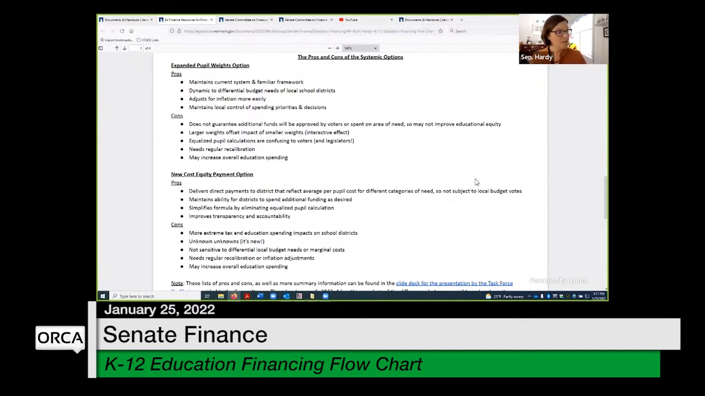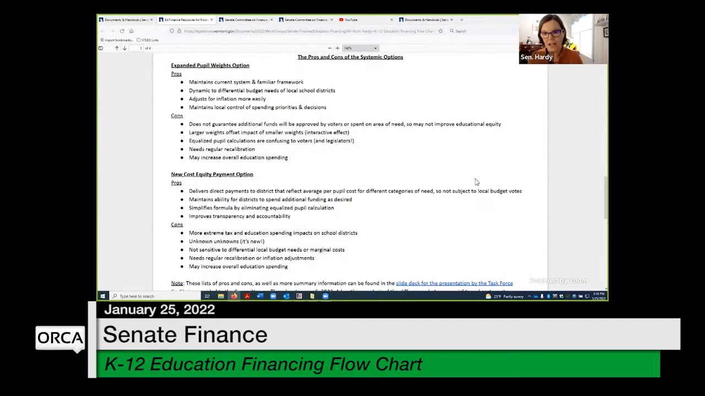And the equalized pupil calculations, which are the weights lead to equalized pupils, which are used to determine tax rates. Those are confusing to voters. People don't understand what equalized pupils are because they think, well, my district has 100 kids in this district. Why is it saying that we have 112 equalized pupils? That makes no sense. It's confusing to voters. And frankly, it's confusing to a lot of legislators and other people too, how equalized pupils work.